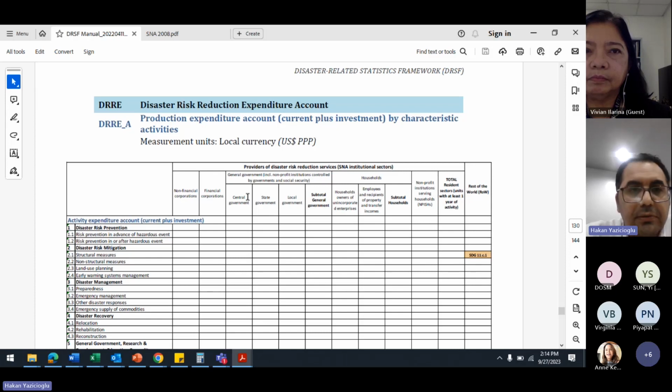But expenditures on disaster risk reduction activity may be difficult to identify and isolate from the existing transactions because they are not explicitly recorded. So countries generally need an approach to gather this data from the transactions. The DRSF recommends two approaches to gather this information from the existing expenditure transactions.